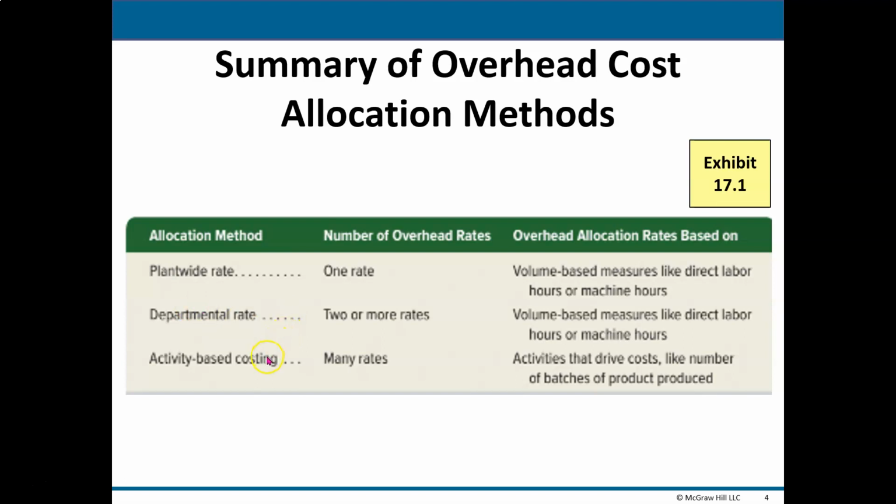And then finally, we will be talking about activity-based costing, where we will have multiple rates. And these overhead allocation rates are not going to be based on machine hours or direct labor hours. That could be, but most likely it's going to be on activities that drive costs, like the number of batches of product produced. So as we get into this, we're just going to build from plant-wide rate to departmental rate to activity-based costing rates.